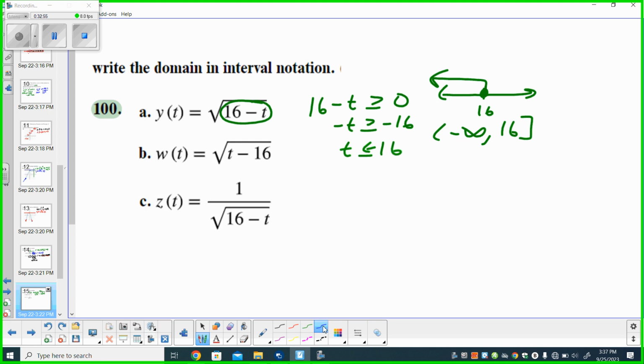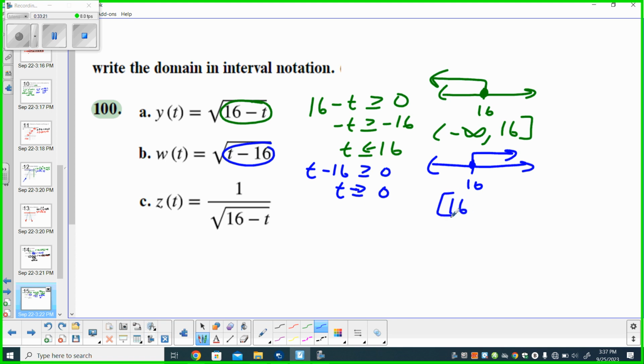Same process again. We have t minus 16. So t minus 16 has to be greater than or equal to 0. Therefore, t must be greater than or equal to 16. Do the number line again if you need to. Here's 16, solid dot going to the right. So again, this makes a little arrowhead pointing in that direction. So it'll be 16 with a bracket because it has a solid dot and a line underneath the inequality, all the way to positive infinity.